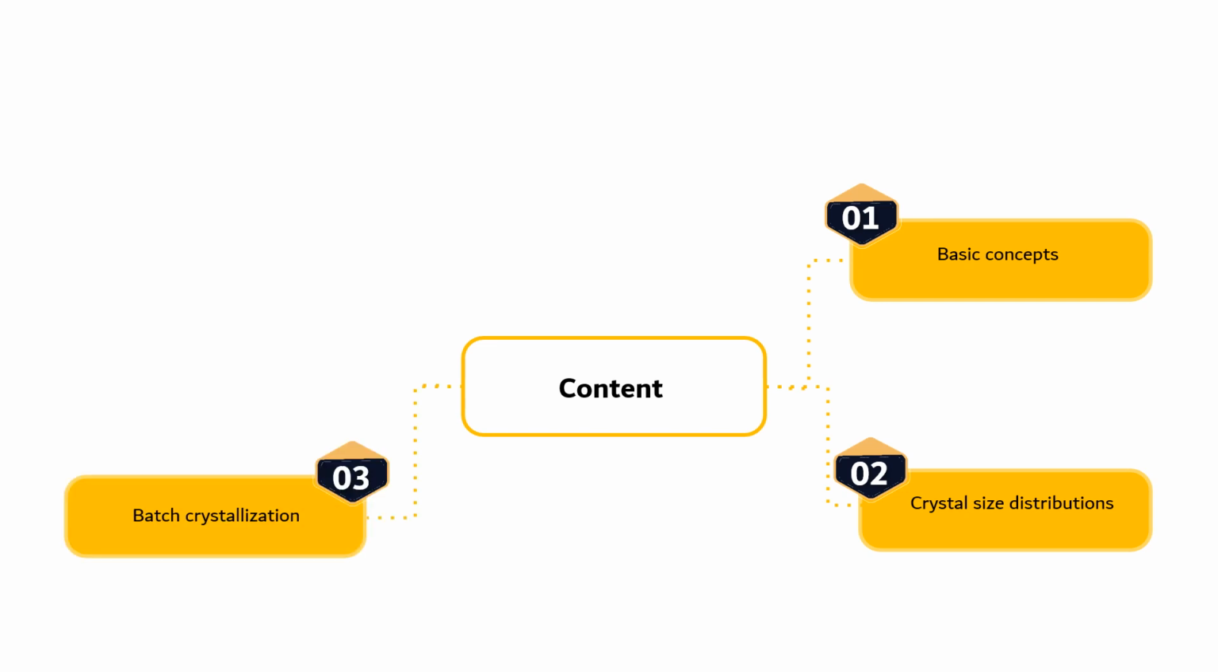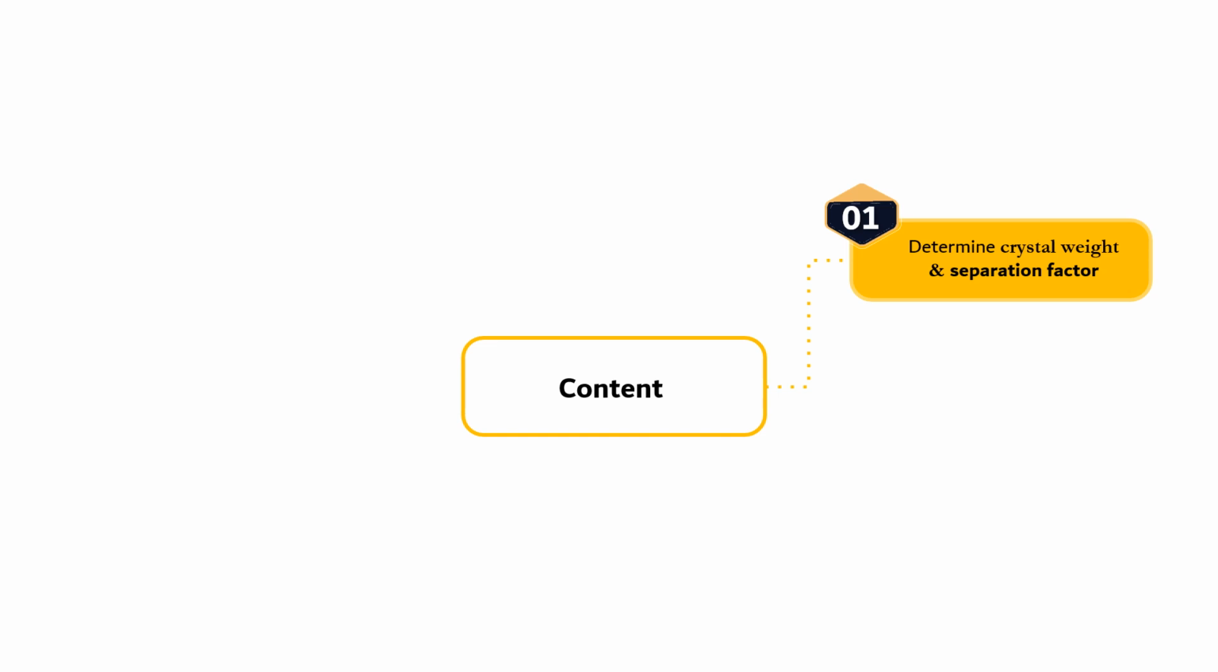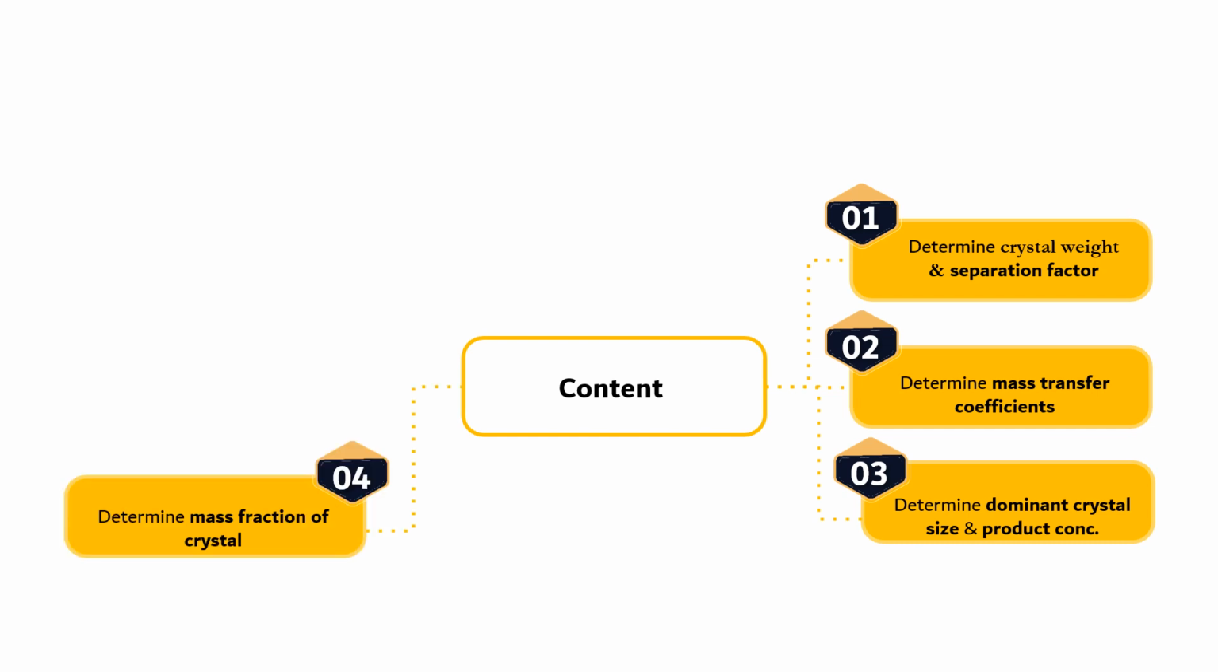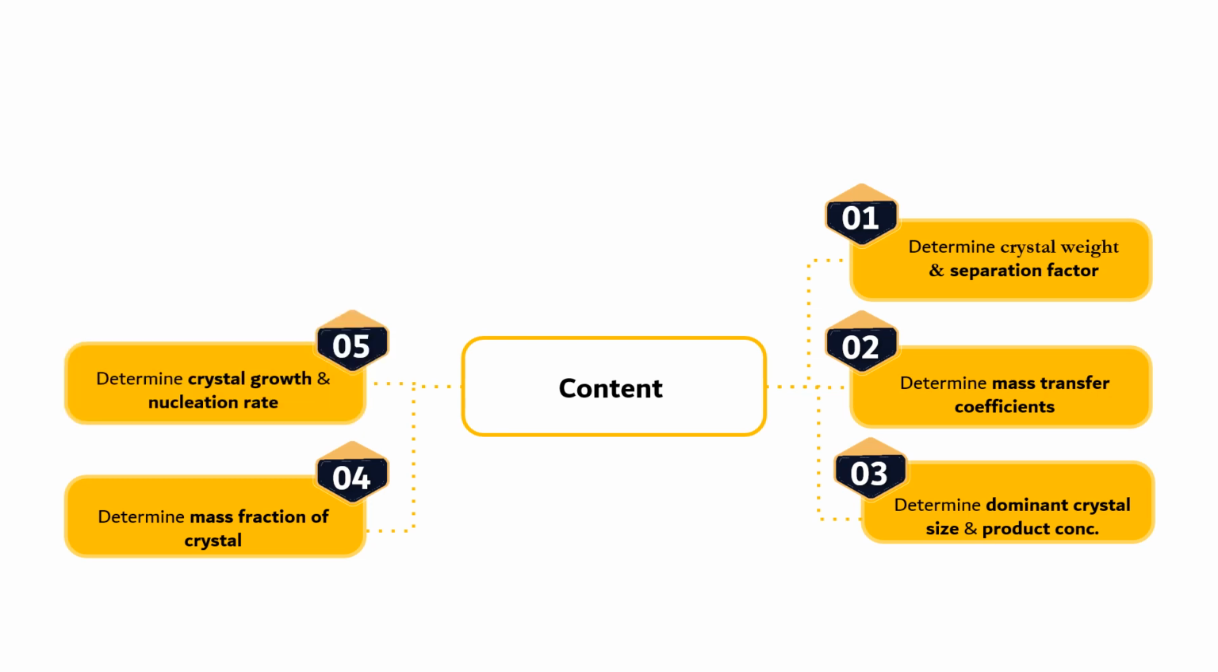In this module, we will discuss basic concepts, crystal size distributions, batch crystallization, and recrystallization. At the end of this module, students will be assigned to do several exercises to determine crystal weight and separation factor, determine mass transfer coefficients, determine dominant crystal size and product concentration, determine mass fraction of crystal, determine crystal growth and nucleation rate, and last but not least, determine yield and purity.